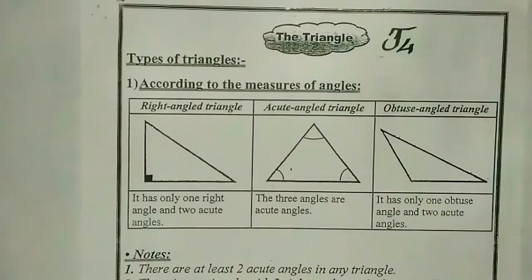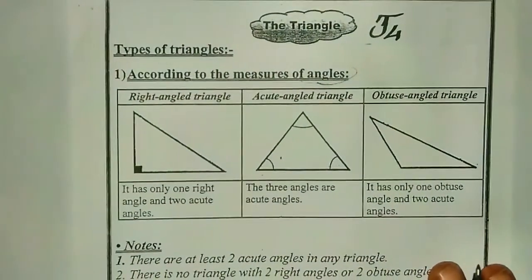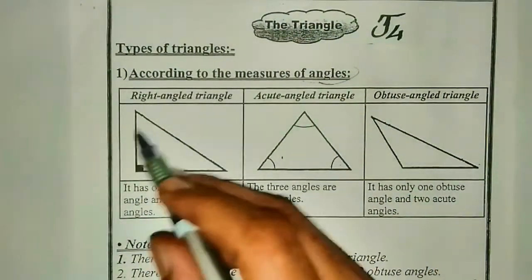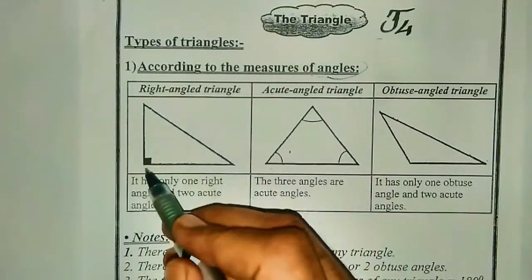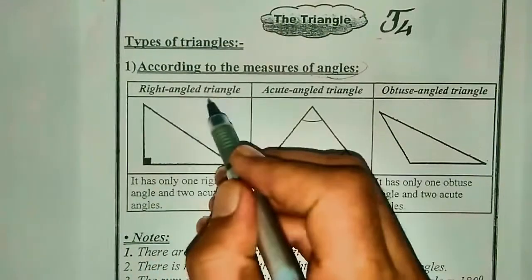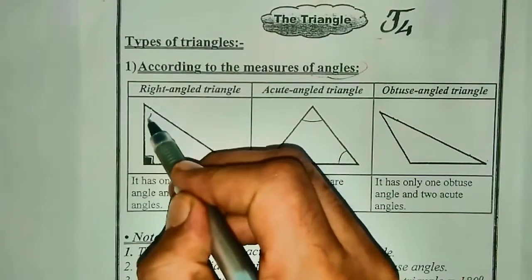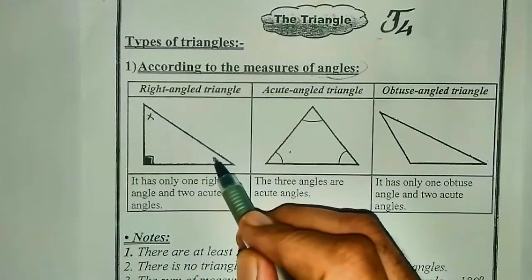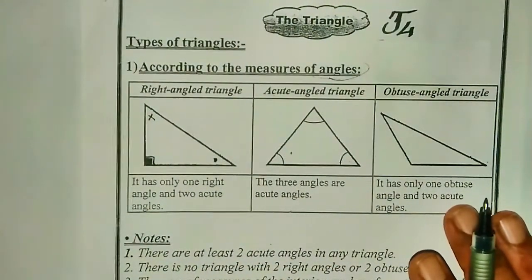The second part is the types of triangle according to angles. Any triangle has three angles. First type, right angle triangle. This triangle has one right and two acute angles. An acute angle means its measure is less than 90.